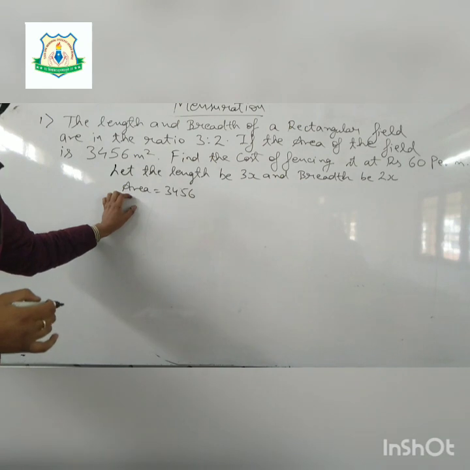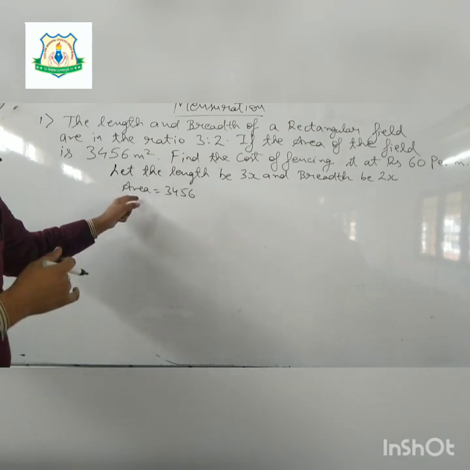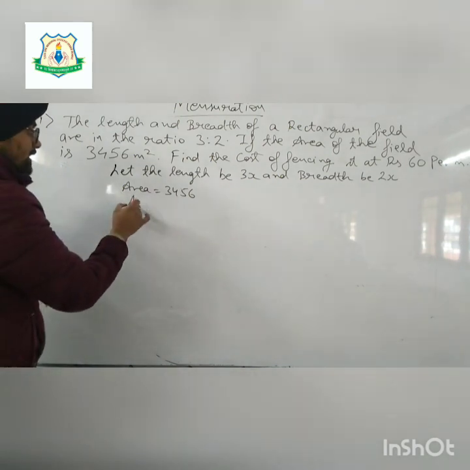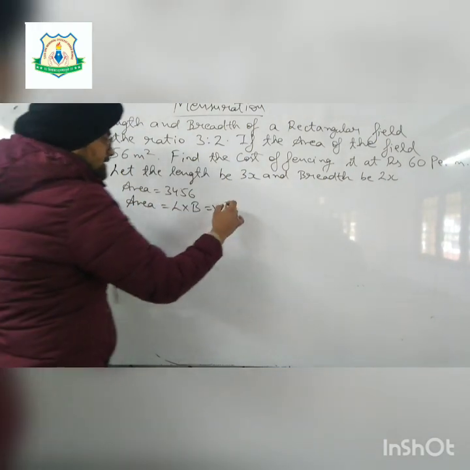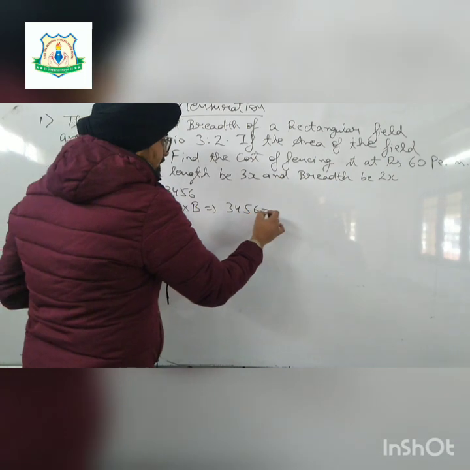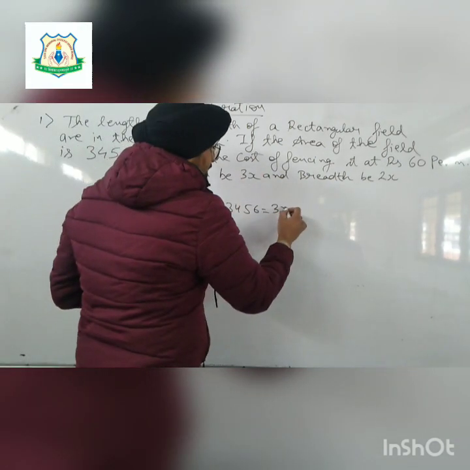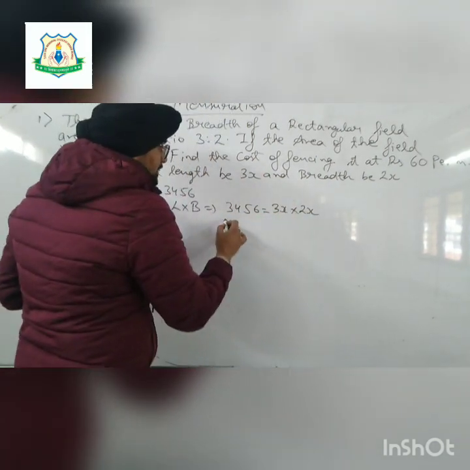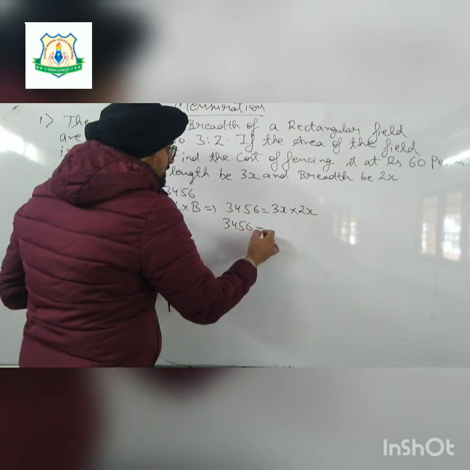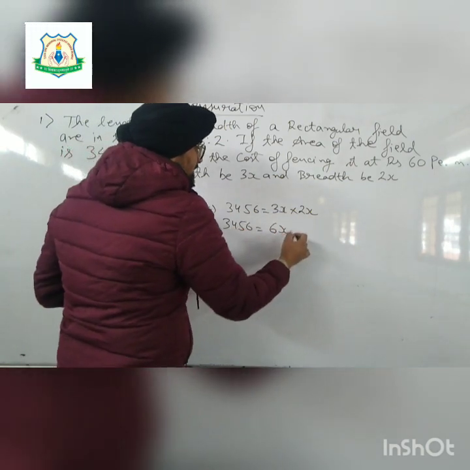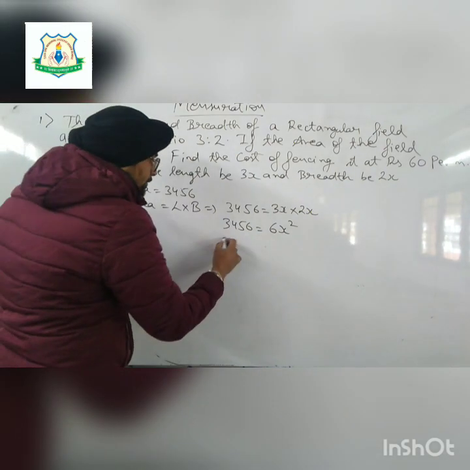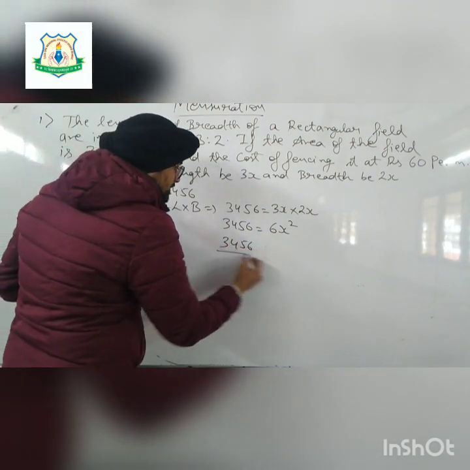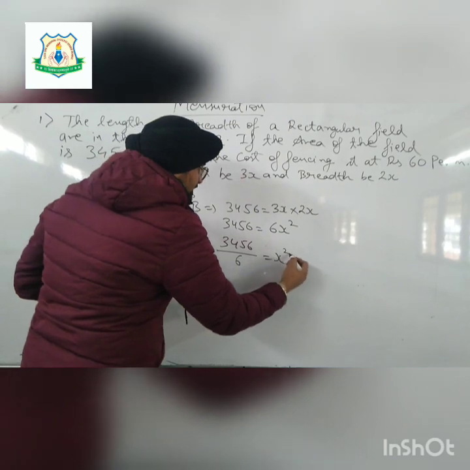Whatever value is given, we will apply the formula for the same value. So area of rectangle is length into breadth. Area is given as 3456. Value of length is 3x and breadth is 2x. So 3456 is equal to 3 into 2, 6. x into x will be your x square. This 6 will come down. So 3456 divided by 6 is equal to x square.